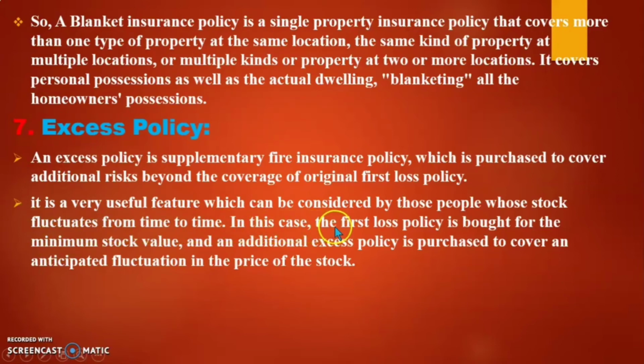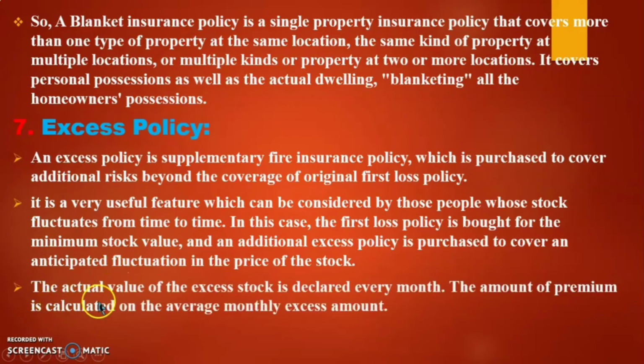In this case, the first loss policy is bought for the minimum stock value and an additional excess policy is purchased to cover an anticipated fluctuation in the price of the stock. The actual value of the excess stock is declared every month. The amount of premium is calculated on the average monthly excess amount.